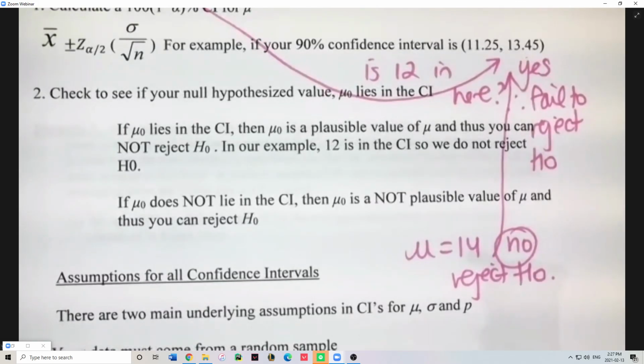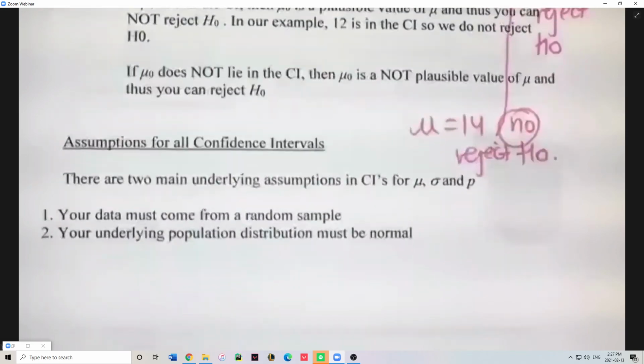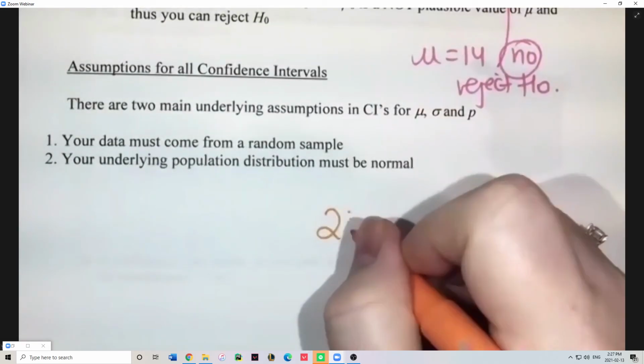Okay, let's take your other break now before we get into examples of confidence intervals. It's 2:30, so come back at 2:45.